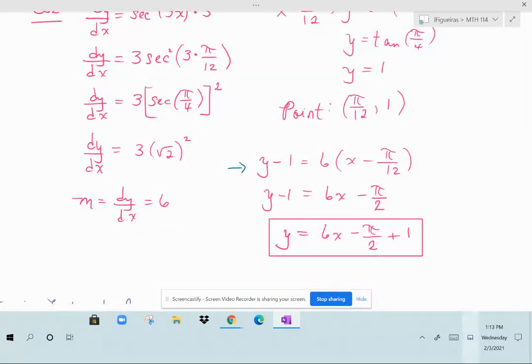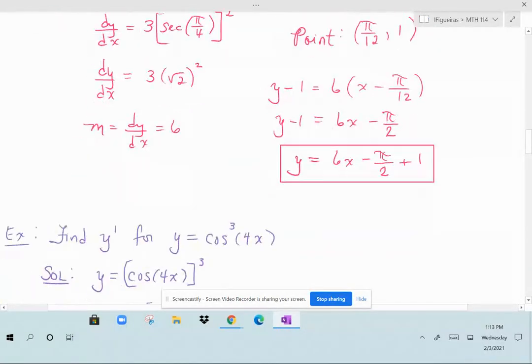Distribute the 6, and you get y minus 1 equals 6x minus pi over 2, because the 6 and the 12 will cancel here. And then add 1, and you get the equation of your tangent line at that point is 6x minus pi over 2 plus 1. So you really can't combine these because one is an irrational number and the other one is an integer. But basically the y-intercept of this line is negative pi over 2 plus 1.